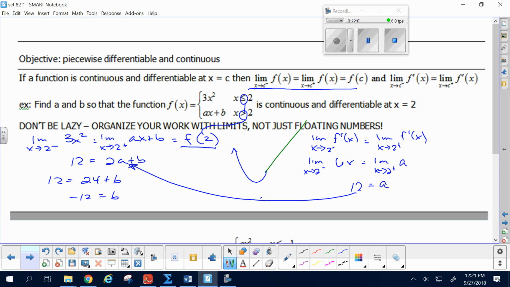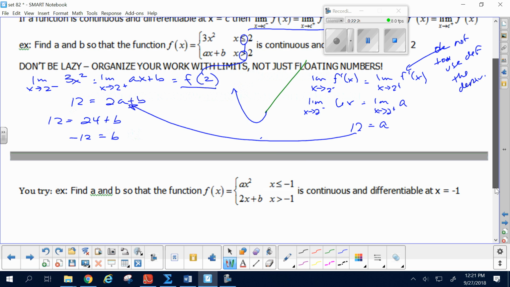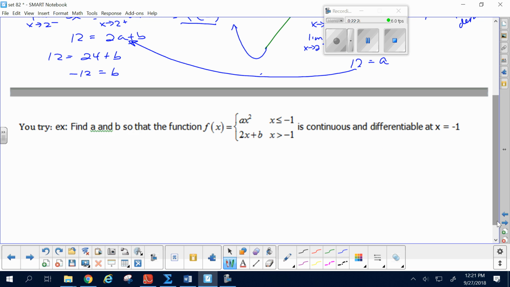Now, because it didn't say prove differentiability, it is okay in this case not to have to use the definition of the derivative. Thank goodness, because that's... If it says prove, then doggone it, you're going to have to do that. Would you try that one on your own, just to make sure you are good at these more straightforward problems?